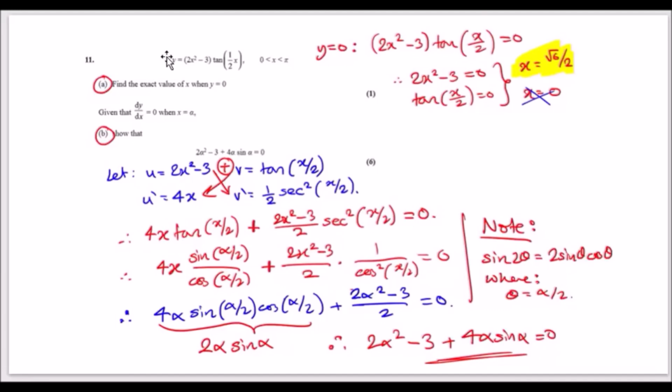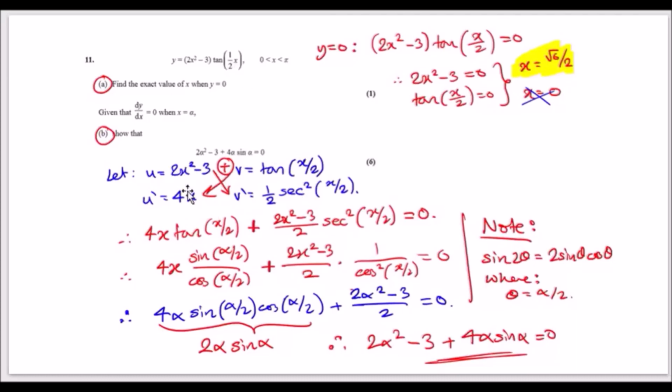Anyway, moving on. Now, given that dy over dx is 0 when x equals alpha, show that this equation, the derivative, can be written like that. Okay, all right, let's have a look at this. Now, to do this, if we differentiate this one, we need to use a product rule because you have two different products. So that's why I let u equal the first part and v equal the tan term.